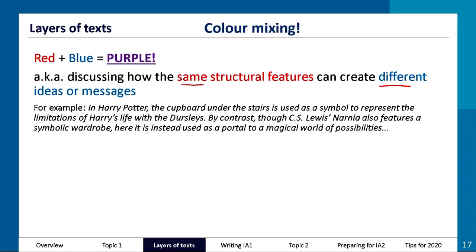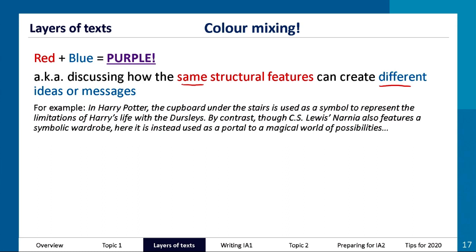The reason why I'm suggesting combining them, basically, is if you just point out the same structural feature, you kind of don't have anywhere to go with it. If you're just like, oh, both Harry Potter and Narnia have a wardrobe. Okay, yeah, cool, but what's the point of that? What are the authors doing? Combining that with different ideas or messages forces you to analyze and say, okay, why would the authors use this differently? And it shows this really cool understanding of how texts work, which is you can take the same symbol, but you can say different things with it.